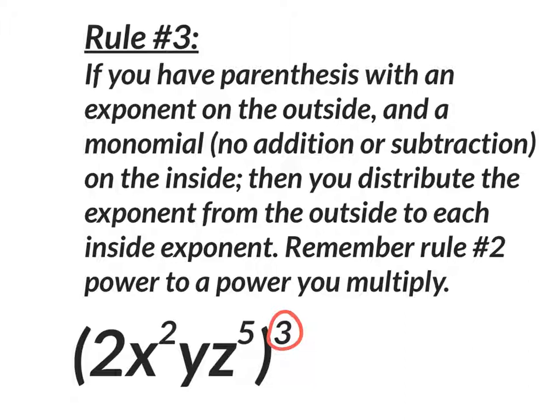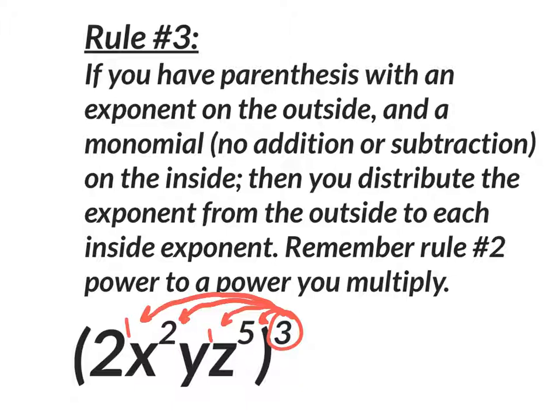Now, let me ask you this before I distribute. What is the power on the number 2? Is there a power right here? So what power is there really? An invisible 1, that's right. So you might as well write the 1 right there. And the power on the x, that's 2. The power on the y is what? It's also 1 because there is no exponent there. So when we distribute this outside exponent to each and every exponent on the inside, I need to make sure that those 1s are represented, those invisible 1s.